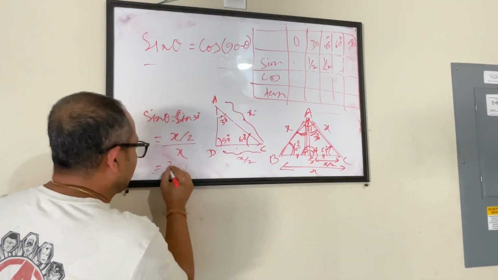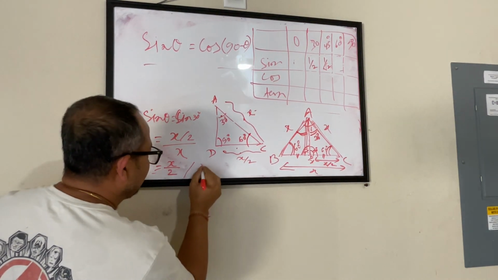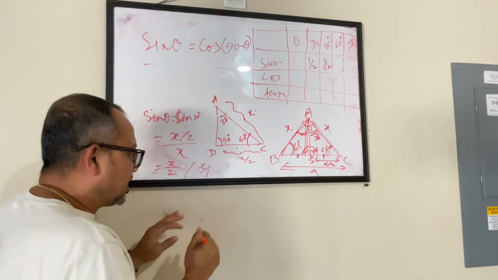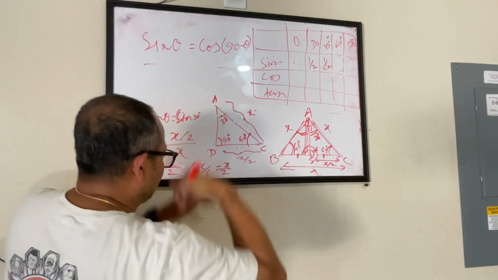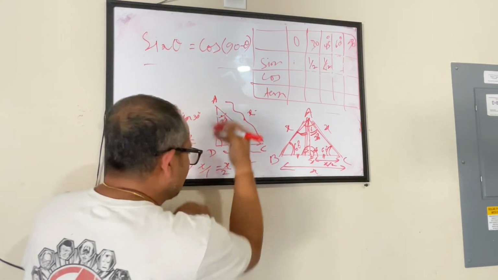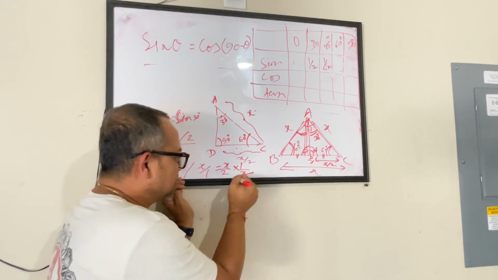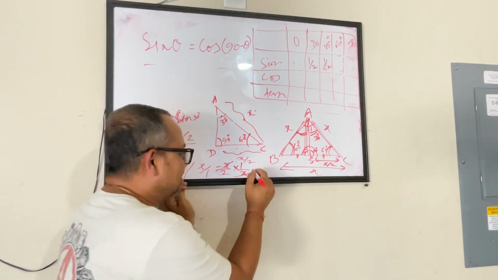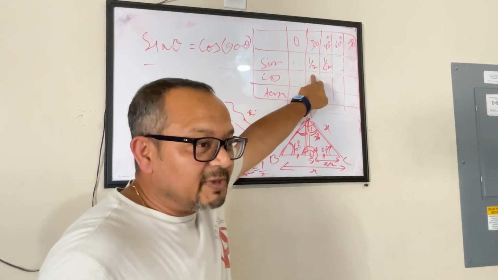So it became x by 2 by x by 1. Yeah? It becomes x by 2 and then it flips. Whenever the 1 goes to the top, x comes to the bottom. Then you do tic-tac-toe. What are we left with? 1 by 2. Sine 30 degrees, 1 by 2.